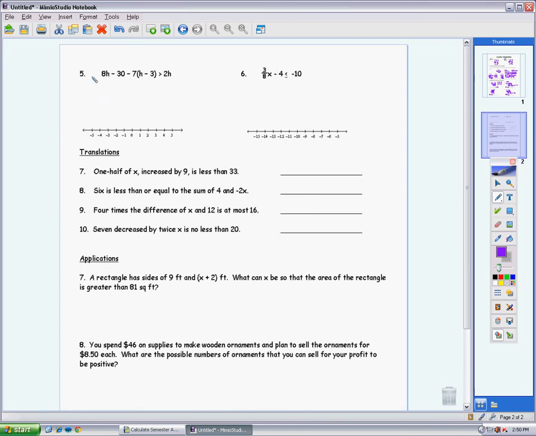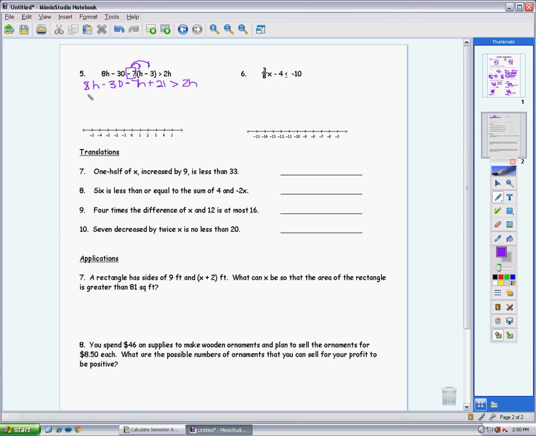Okay, number 5, we have a multiple step problem here. The first thing I'm going to need to do is to distribute. Remember, when I distribute, I take the number and the sign in front, so I'm really distributing a negative 7. So I get 8h minus 30 minus 7h plus, because a negative and negative is positive, 21 is greater than 2h.